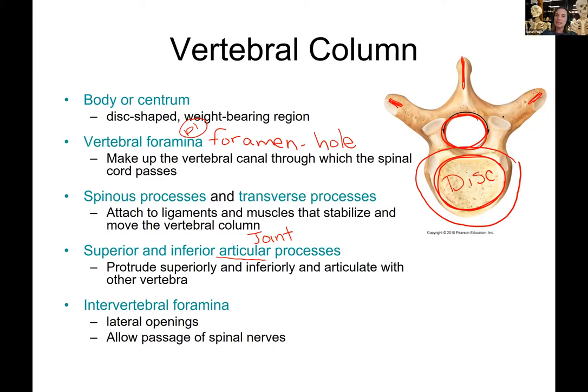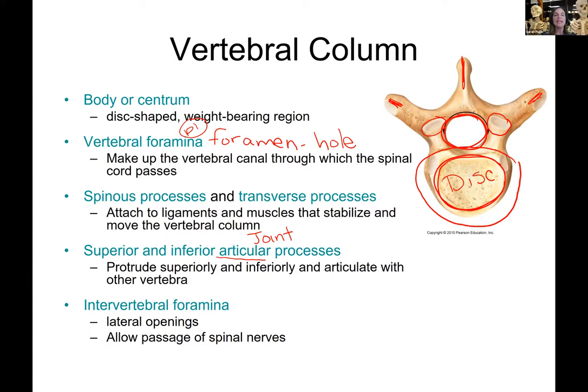So we can see in this image right here, a process is just anything that sticks off the bone, any projection. So that articular process on this vertebrae that you can see here is just forming a joint with the vertebrae above it. Now in this image, you can't see the inferior articular process. It would be on the underside, forming a joint with the vertebrae below it.